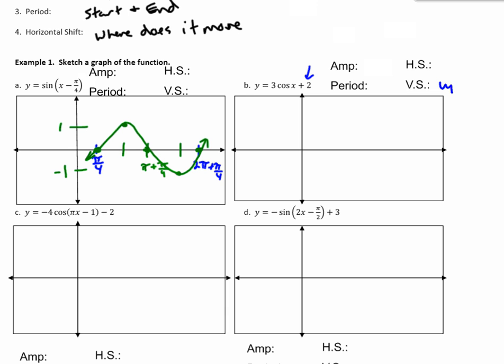So this is going to go up 2. Okay, and so let's go ahead and put that on this line right away. So I've got this goes up 2, and that's going to be my new midline. So I'm going to draw in my new midline. Okay, that's where my new midline is.